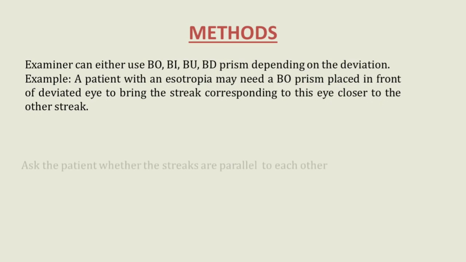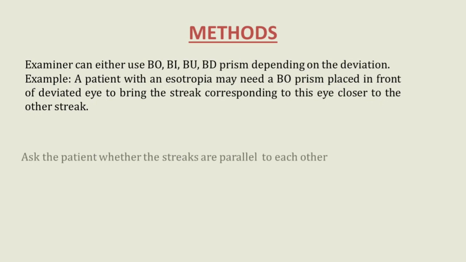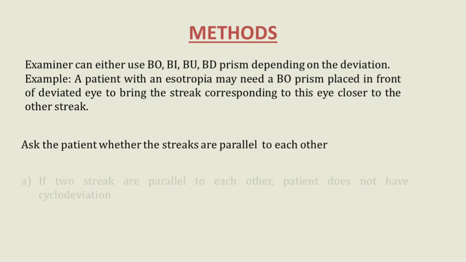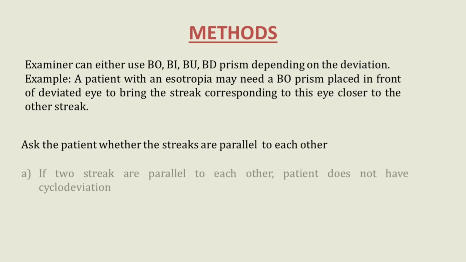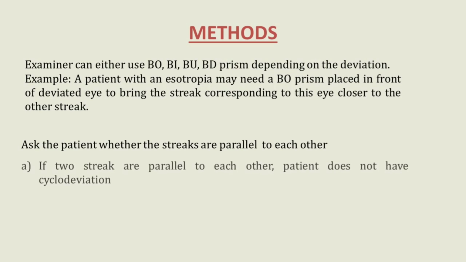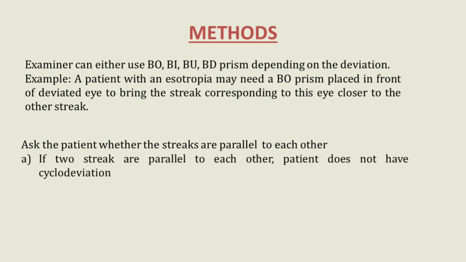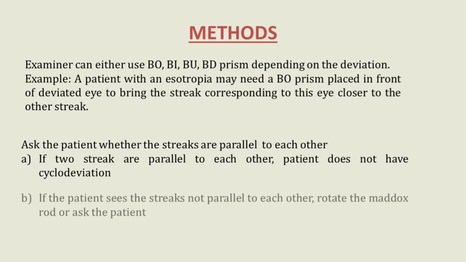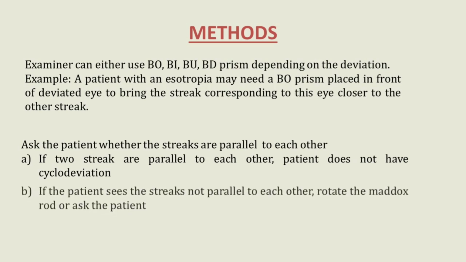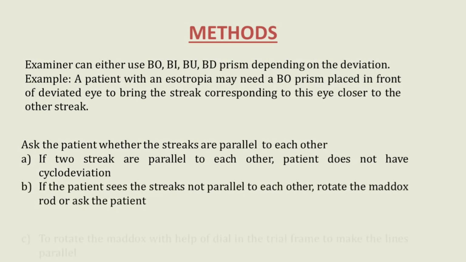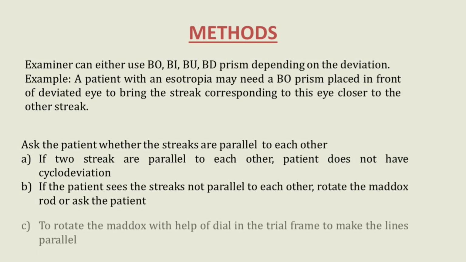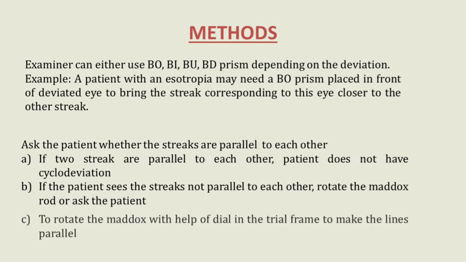What are the things that you need to ask the patient? Ask the patient whether the streaks are parallel to each other. First, if the two streaks are parallel to each other, the patient does not have a cyclodeviation. Second, if the patient sees the streaks are not parallel to each other, rotate the Maddox rods, or ask the patient to rotate the Maddox rod with the help of the dial in the trial frame to make the lines parallel to each other.